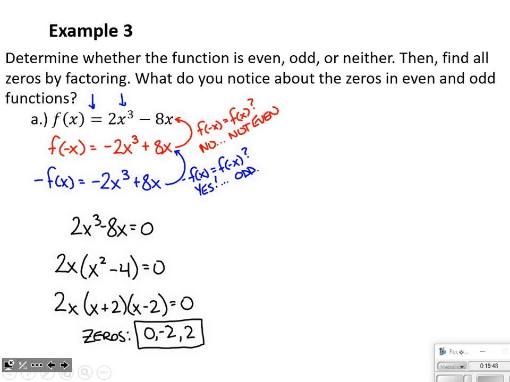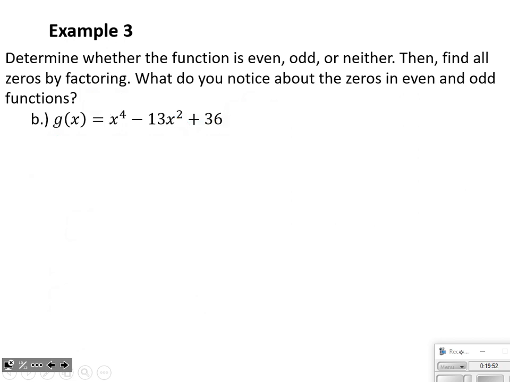Next, letter B. This is in the form of a quadratic: x to the fourth minus 13x squared plus 36. Let's test if it's even. Even powers absorb negatives. And that leaves the 36. There's no place for a negative x to change that. It's just a constant 36. Does that match the original? Yes. So this is an even function because it's a perfect match when I plug in a negative x.